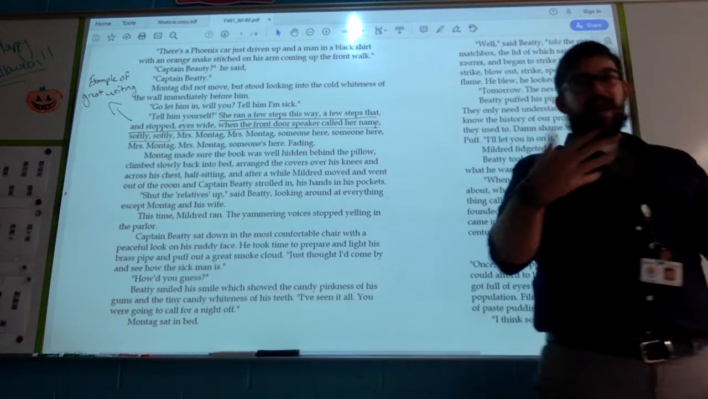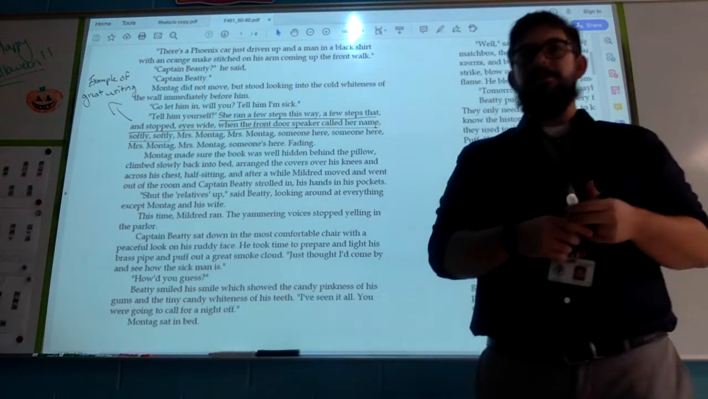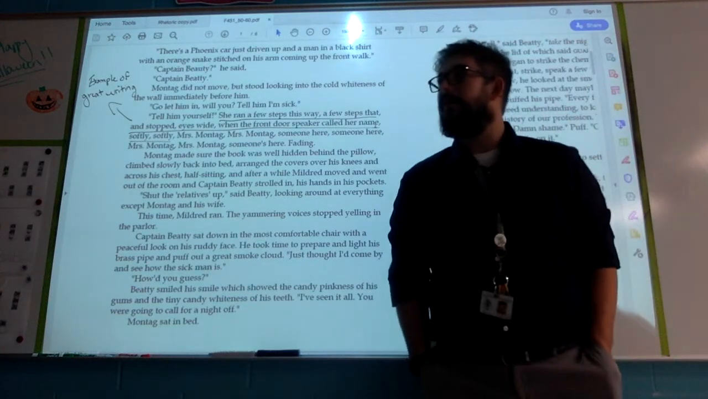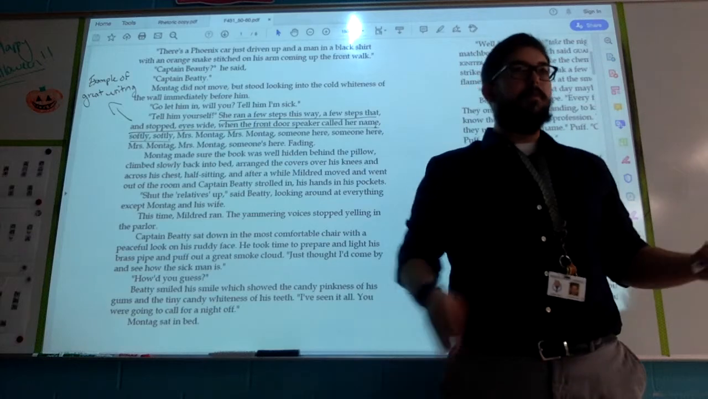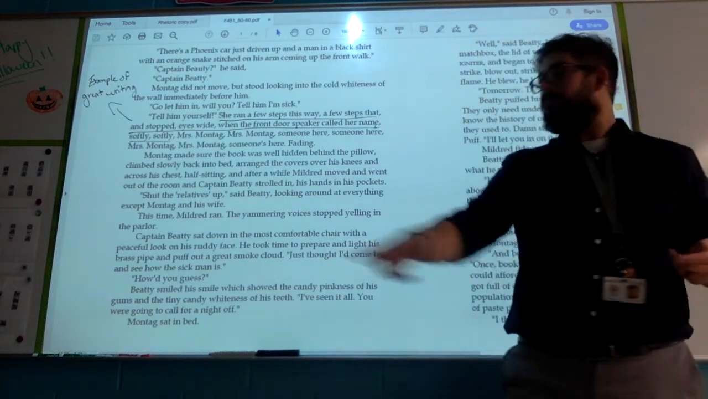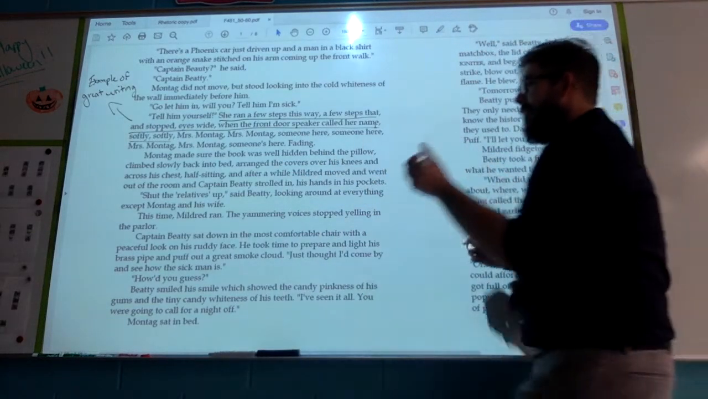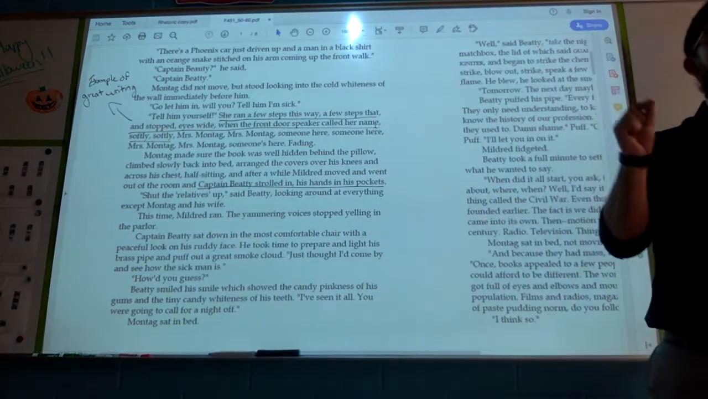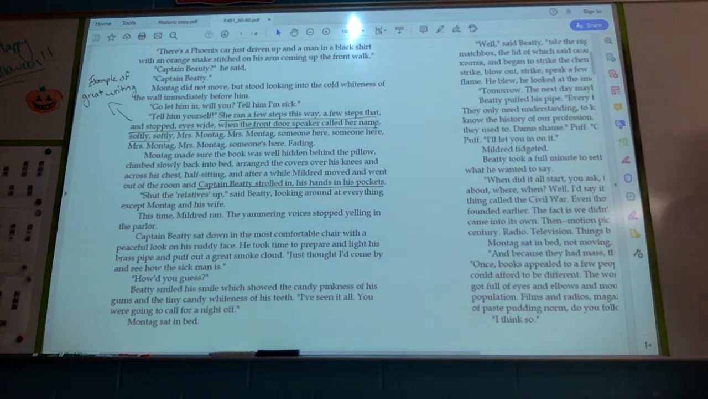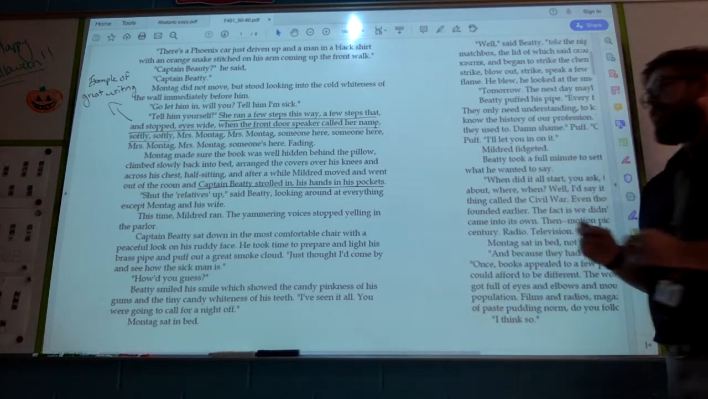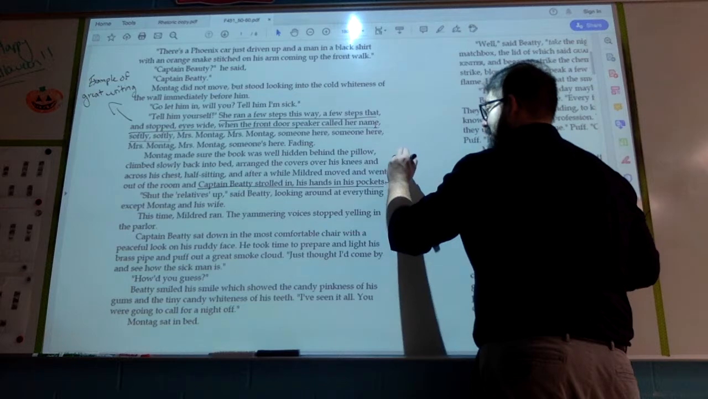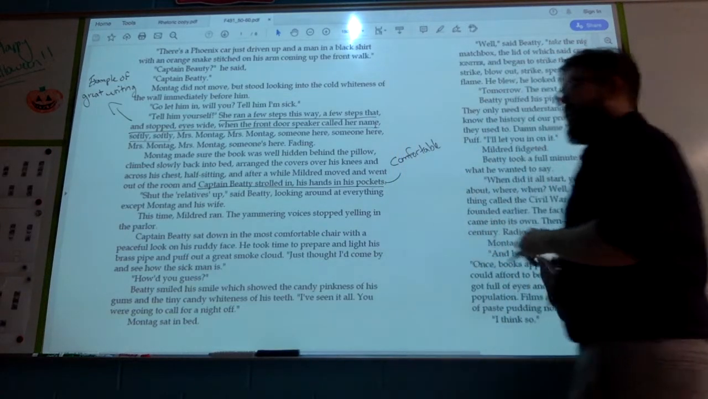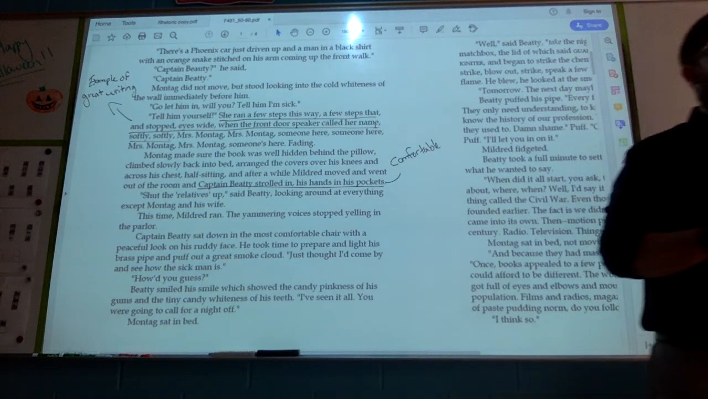Usually when you walk into someone's house for the first time, you're not strolling in like it's normal, like, oh yeah, I've been here 1,000 times. No. Usually you walk in a little bit more nervous because it's somewhere brand new for you. But we see here, Captain Beatty strolled in, hands in his pockets. This guy is comfortable. He knows exactly who he is, where he is, and why he is there. Isn't that kind of strange, to be comfortable in a brand new place?